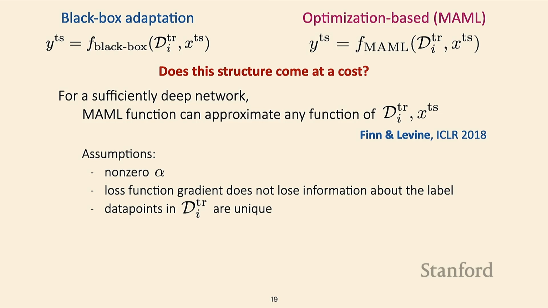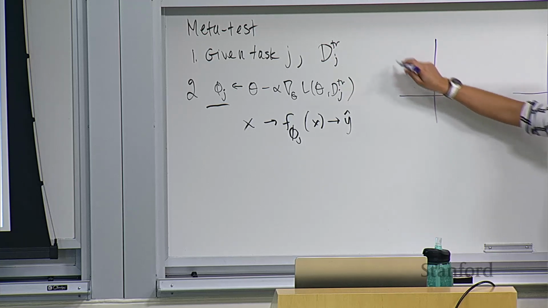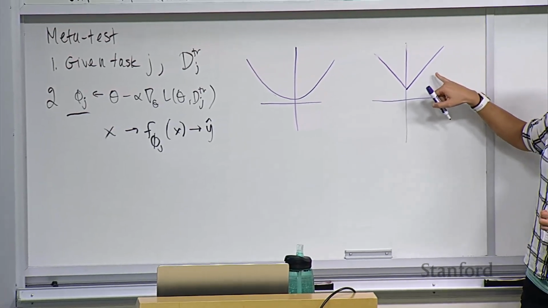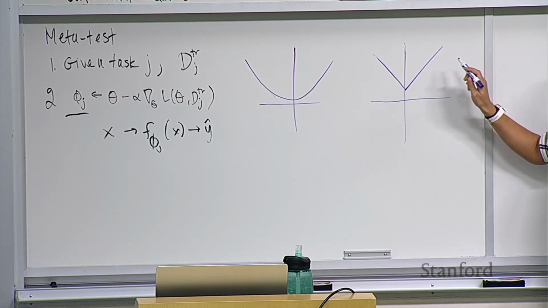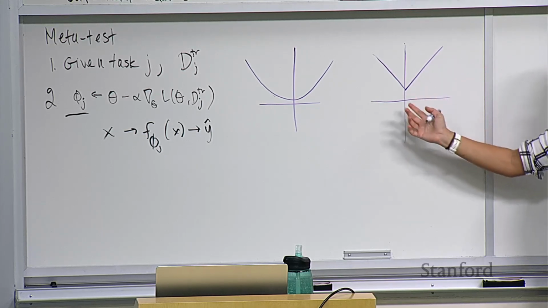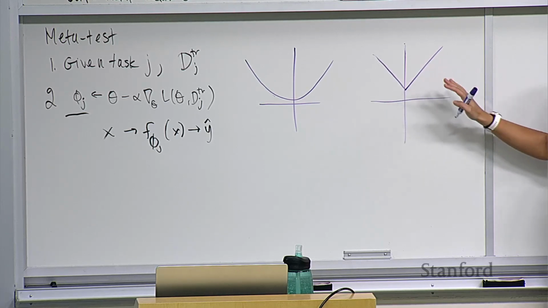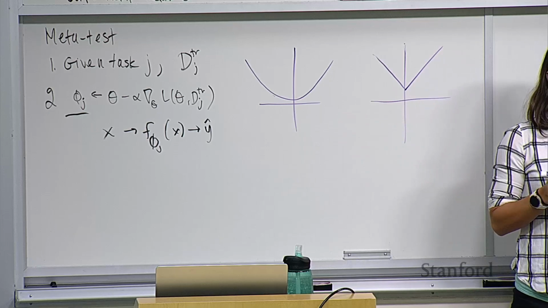Yeah. What does it mean for a loss function gradient to lose information about the label? Yeah, so essentially what that means, just very approximately, is if you have one loss function that looks like this versus a loss function that looks like this, if you just look at the gradient of this function, you don't actually know where you are on the line at all. And so that doesn't tell you what your prediction is, and it doesn't tell you what the label is relative to your prediction. And so it doesn't hold for L1 loss functions, but it does hold for things like L2 and cross-entropy loss.